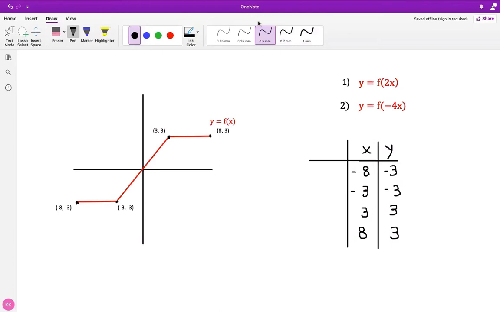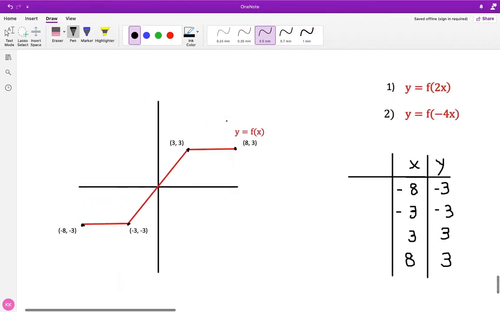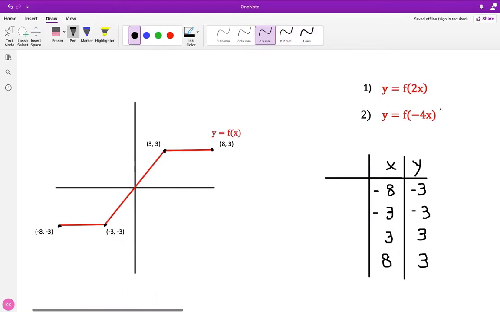For this video I attempt to show you how the constant b could affect the original function f of x. Again, I show you the original function here, f of x, and these two new functions I'm going to graph. Let's consider the first function, y equals f of 2x. The 2 here is inside the parentheses and is considered the b value parameter.